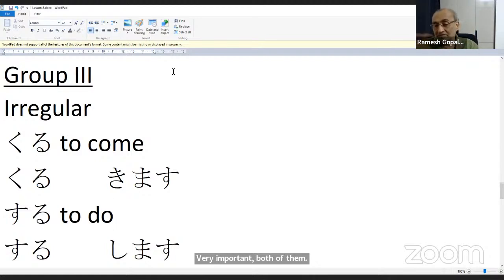And every other form you'll have to remember. Kuru, negative form you should remember. Potential form you have to remember. All that you will see. Okay. Now, I've told you how to conjugate. Now, why conjugate? That's also there, right?